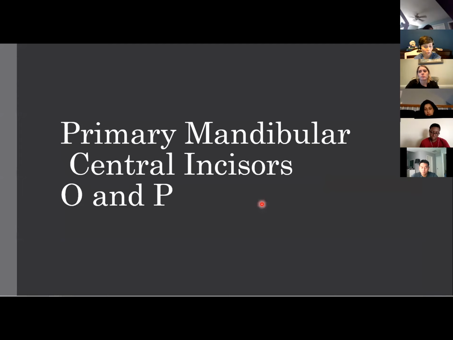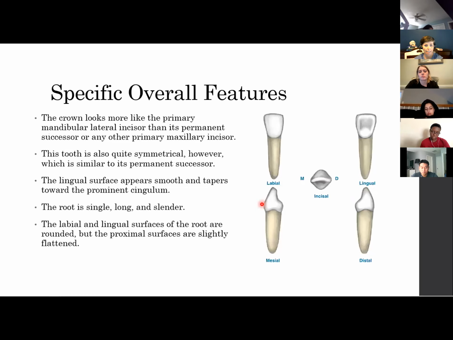The mandibular central incisors are O and P. These are like teensy tiny. The crown looks more like the primary mandibular lateral incisor than its permanent successor or any other primary maxillary incisor. The tooth is also quite symmetrical, however, which is similar to the permanent. The permanent tooth is also very symmetrical, the central, if you remember from Monday.